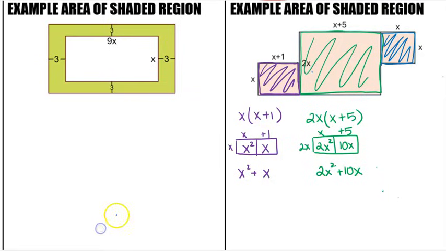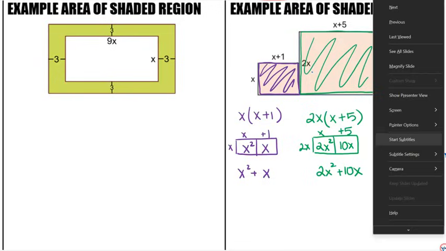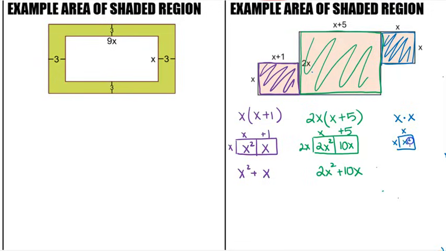And then in my last rectangle here, one side is x and my other side is x. So I don't even have distribution. Now you could, in theory, make a 1 by 1 box if you wanted to, but that, again, is totally unnecessary in this situation because you have one term when I multiply those together.